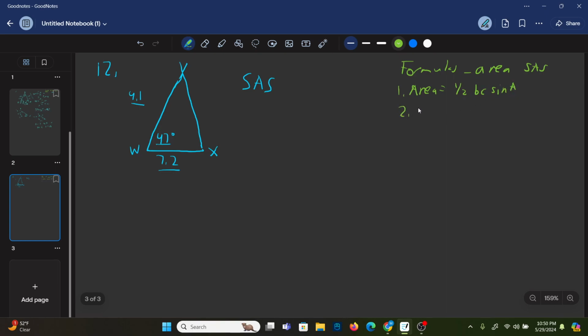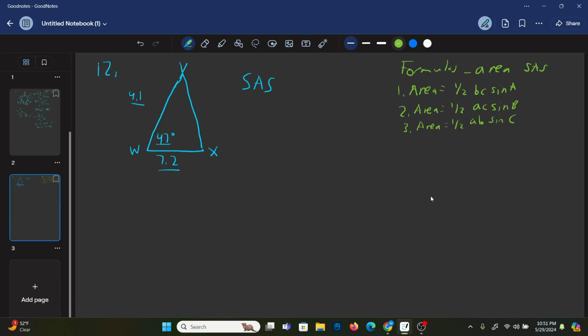The second formula is area equals 1/2 ac sine B. The third formula is area equals 1/2 ab sine C. So these are the side lengths, and this is the angle measure.